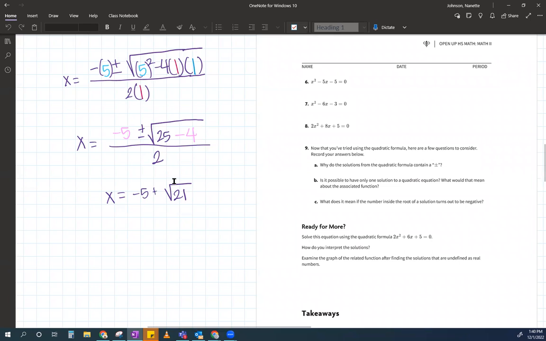Now, some of you are thinking, oh my gosh, Miss Johnson, that is the ugliest answer I have ever seen. Kate, be nice. That's a number. They have feelings. Just kidding. They don't. But this is the answer. That's all you have to do.